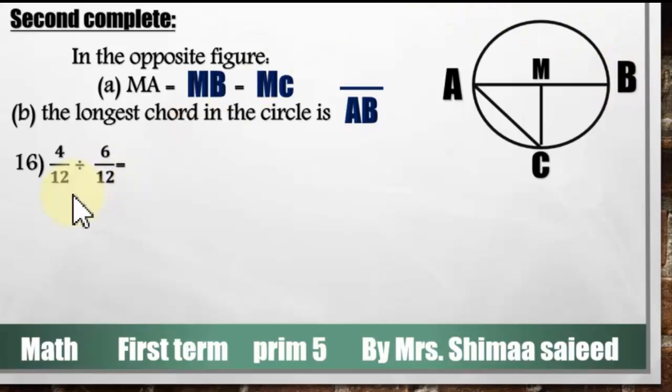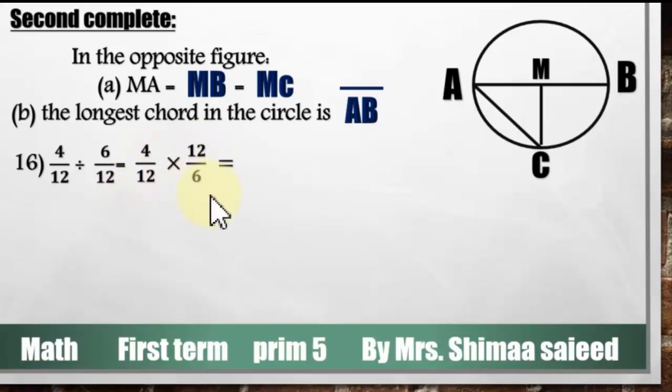4 over 12 divided by 6 over 12. Firstly, we will write 4 over 12 as it is. Then convert the division sign to a multiplication sign. Don't forget to take the reciprocal of 6 over 12, which is 12 over 6. Now we will get the value in the simplest form. 12 divided by 12 equals 1.